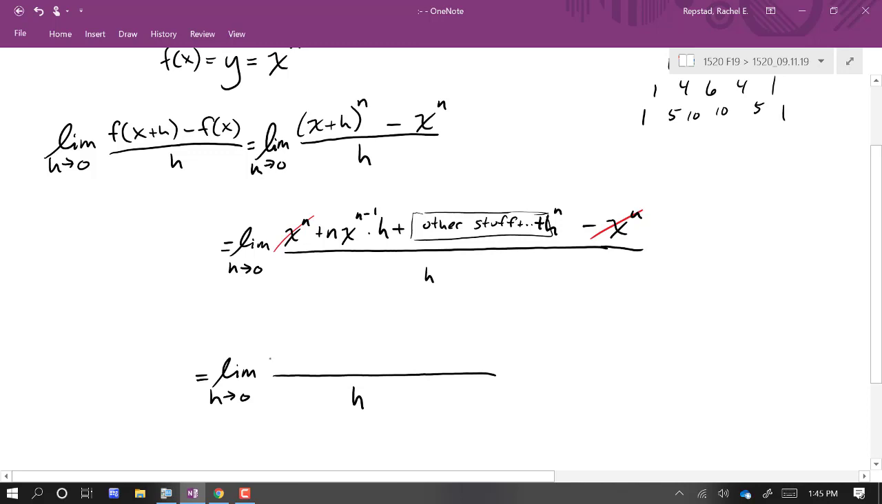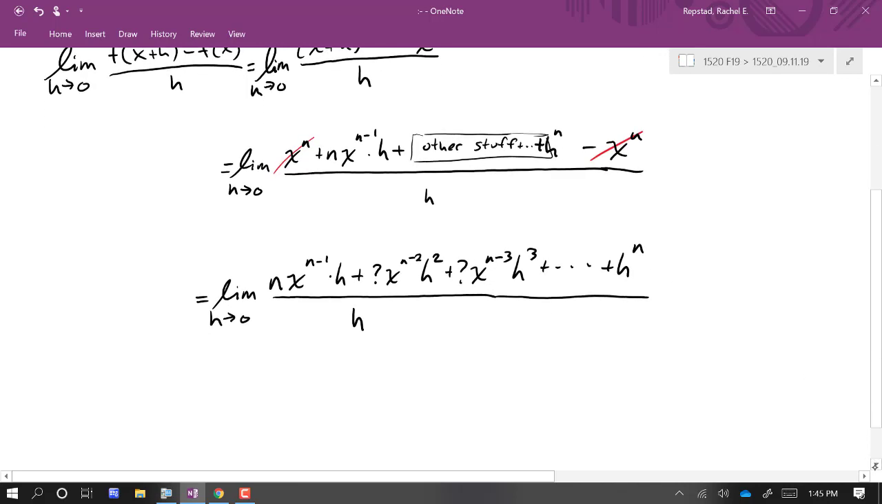So what we have left up here is n x to the n minus 1 times h, plus something x to the n minus 2 h squared, plus something else x to the n minus 3 h cubed, plus, until we get down to h to the n. Everything has an h, right? Yes, the first one still has that h. So let's factor out the h.